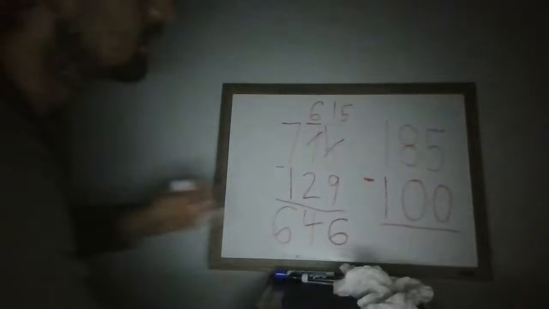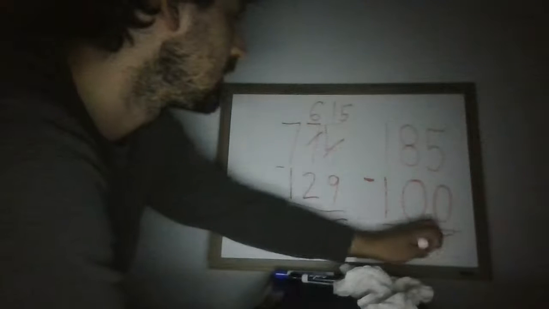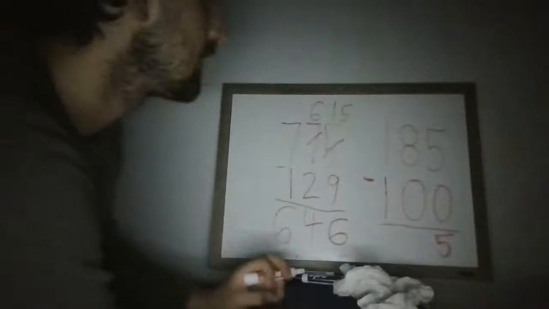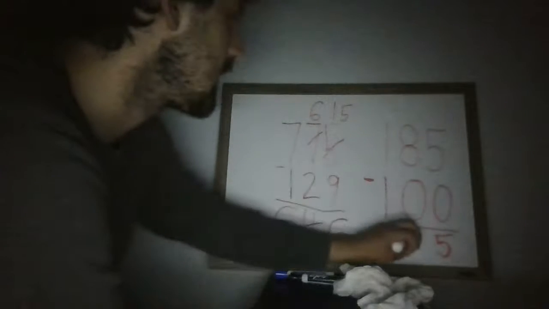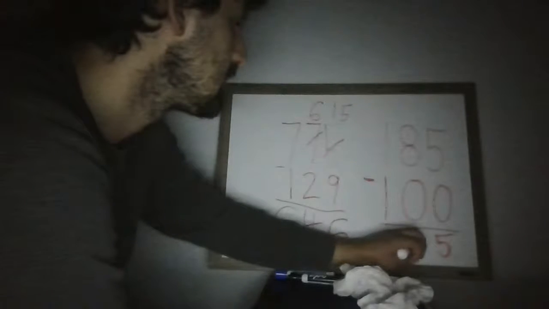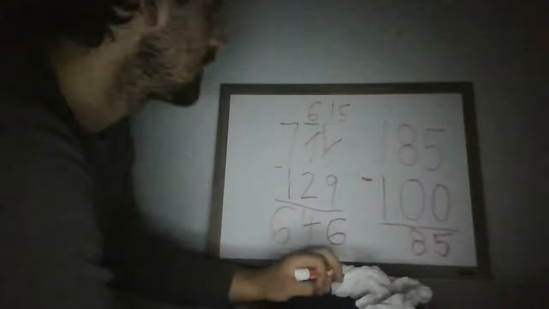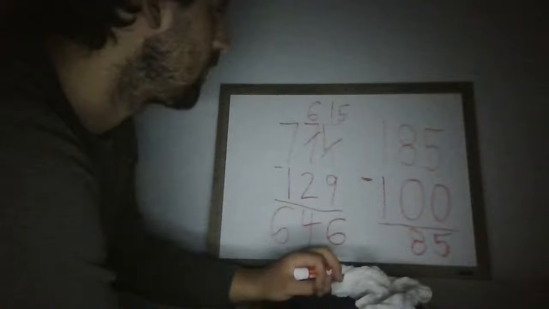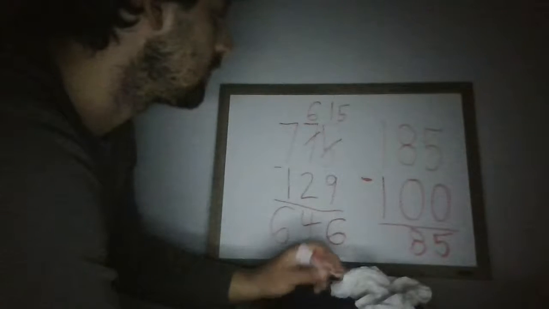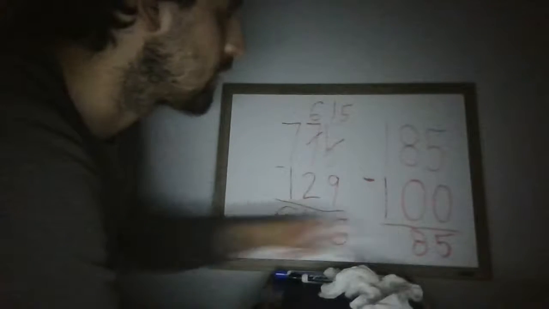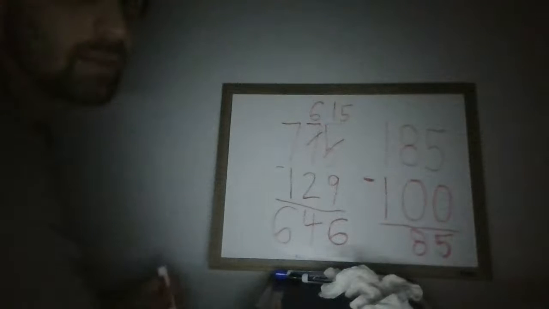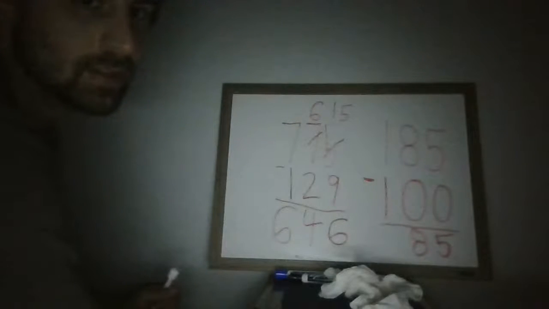Okay, 5 minus 0 equals 5. 8 minus 0 equals 8. 1 minus 1 equals 0. I could put a 0 in the hundreds place, or I could just leave it blank. Either way, it would count as the right answer.